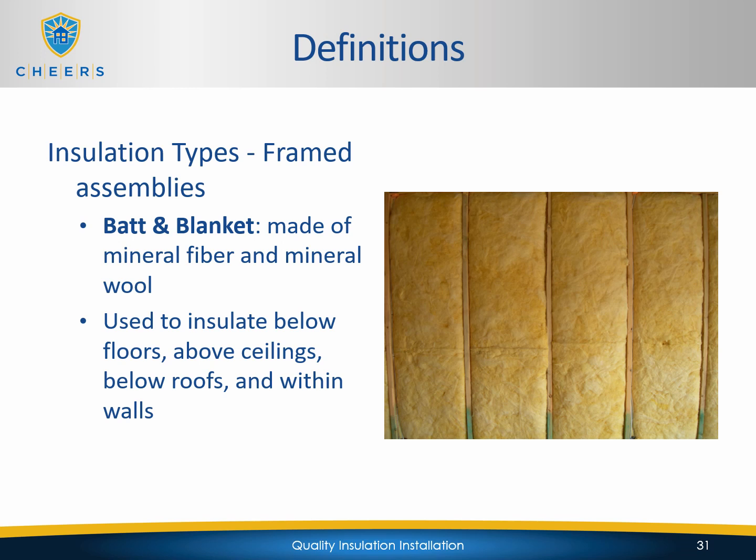Now let's talk about some of the actual insulation types that you might see out in the field. The most common one that you'll see is the batt and blanket. It's made of mineral fiber and mineral wool. It's used to insulate below floors, above ceilings, below roofs, and within walls.